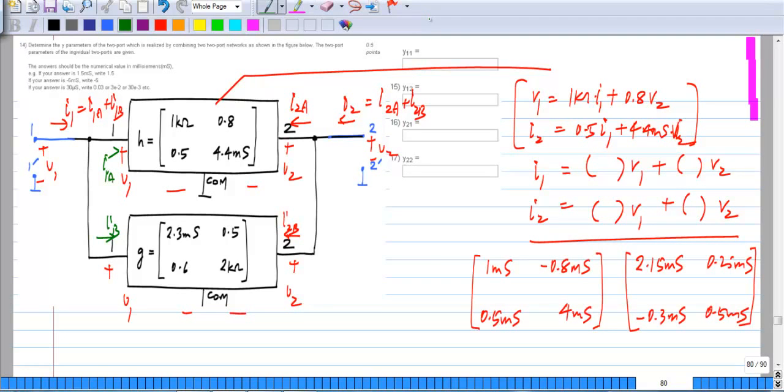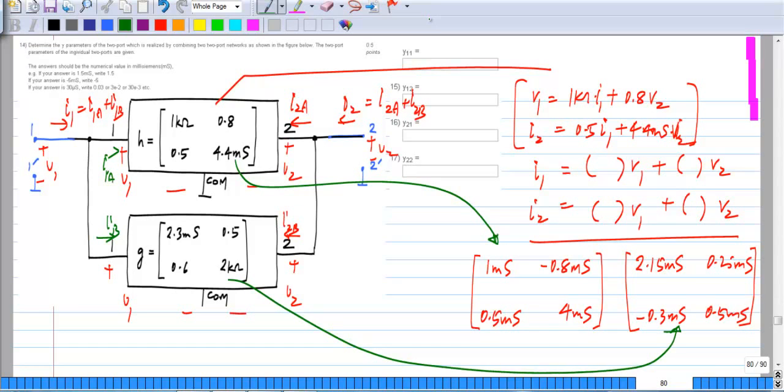So the Y parameters of the first network turn out to be this one. The Y parameters of the second one turn out to be that one. And we have to add the two to get the Y parameters of the overall network. So we get 1 plus 2.15, which is 3.15 millisiemens, minus 0.8 plus 0.25, which is minus 0.55 millisiemens, 0.5 minus 0.3, which is 0.2 millisiemens, and 4 plus 0.5, which is 4.5 millisiemens. So that's the solution to this particular question.